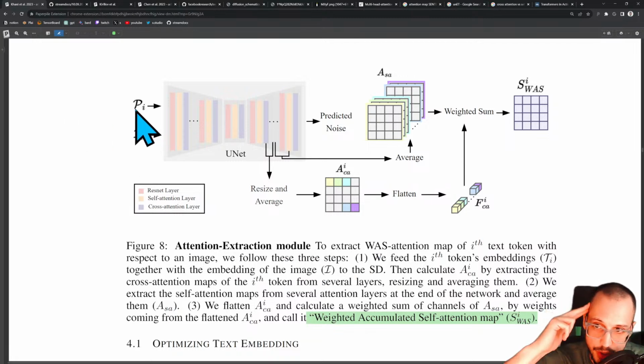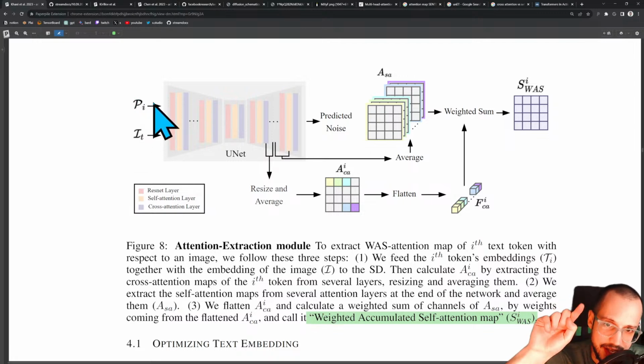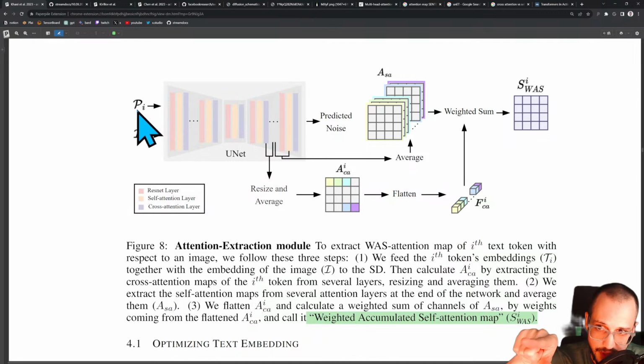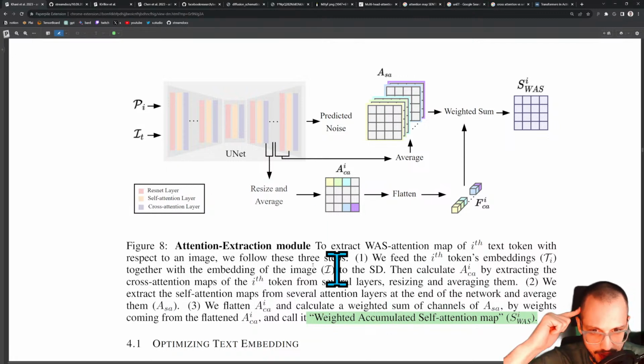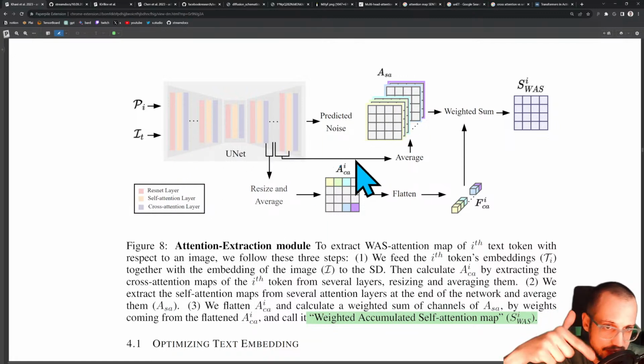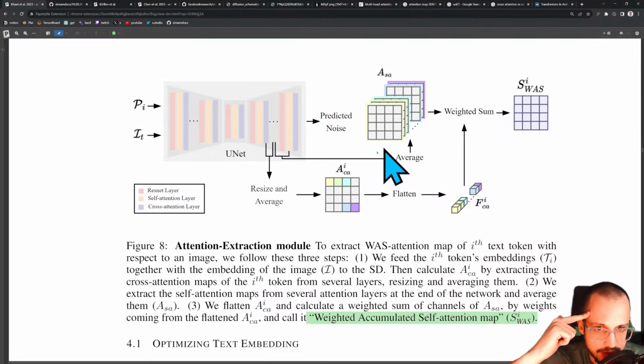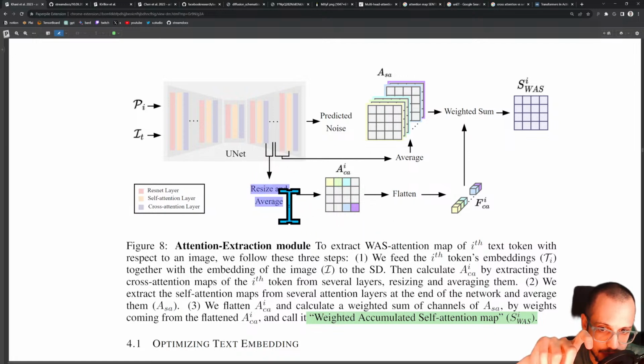You feed the ith token's embedding ti together with the embedding of the image to the Stable Diffusion. So here's your token i, which is the embedding coming from the text encoder, which is being fed the specific token i. That's pi here. And then it, which is the latent image at time step t. Those are going into your UNet. The UNet is basically going to predict the noise, right? That's what the UNet does, predicts the noise so you can remove it. But they're going to go into this UNet and take out the self-attention maps and the cross-attention maps. They're going to resize them, so you resize and average.